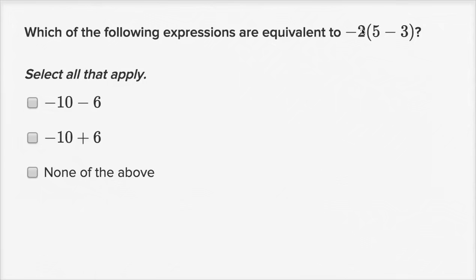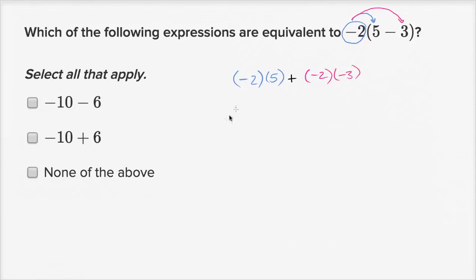So let's do that. What I could do is distribute this negative 2. I could multiply it times 5, and then I could multiply it by negative 3. You could view it as negative 2 times 5 plus negative 2 times negative 3, or you could view it as negative 2 times 5 minus negative 2 times positive 3. Let me write those two things down. So you could view this as negative 2 times 5, plus negative 2 times negative 3.